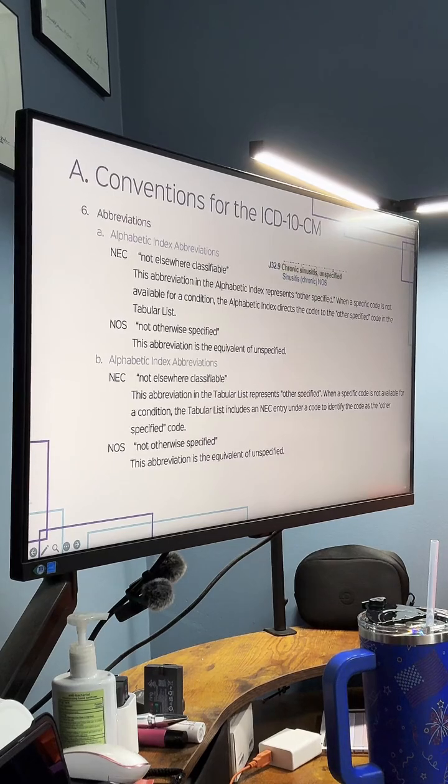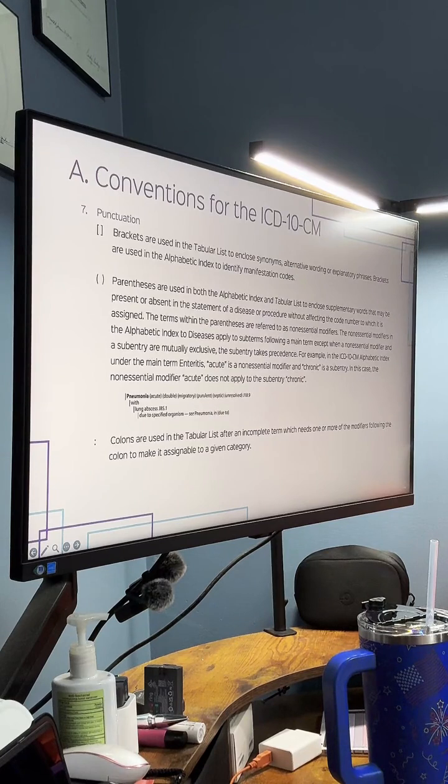Turning to the tabular list, you look at J32.9. The description of the code is chronic sinusitis, unspecified. Underneath the description, there is an inclusion term for sinusitis, NOS. This is the code that is reported for sinusitis without further description.